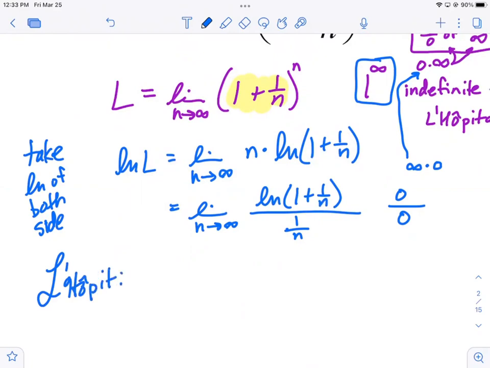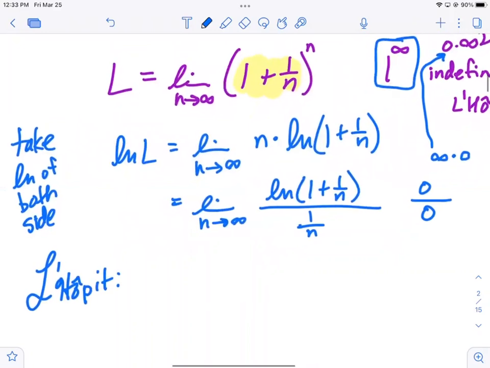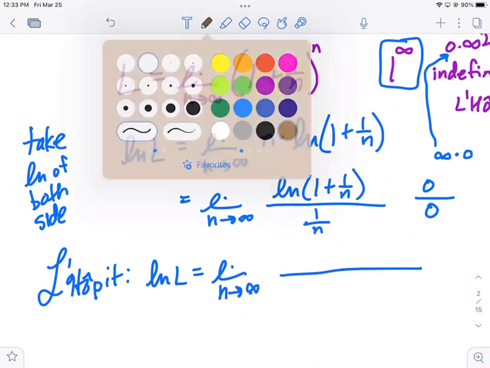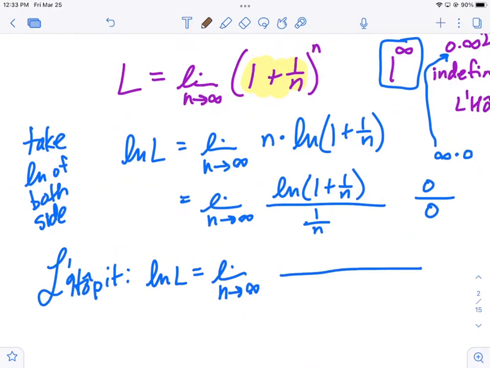Now, we're not doing logarithmic differentiation here. We're not taking the derivative of both sides. So the left side is still the natural log of L. But we're evaluating the limit by taking the derivative of the top and dividing it by the derivative of the bottom. So remember, the derivative of the natural log of blob is 1 over the blob times the derivative of the blob. Well, the derivative of 1 plus 1 over n is 0 plus, and then 1 over n is really n to the negative first, right?